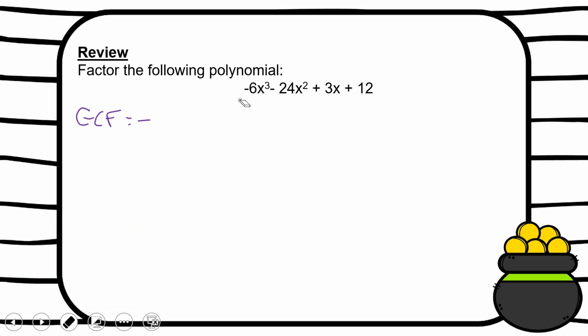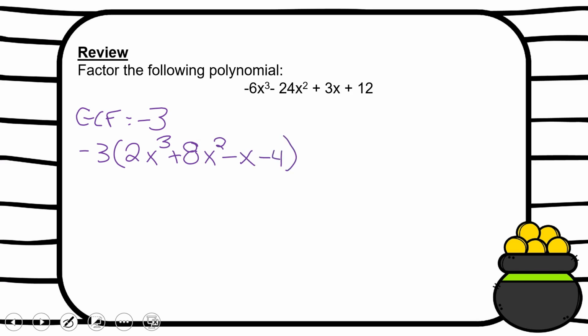And then what are all of these divisible by? Well, that would be 3. So the first thing we're going to do is factor out the negative 3 from each term. So divide each term by negative 3. Really watch for sign changes. And that gets us to here. Now, the negative 3 is just going to tag along this whole time. But inside these parentheses, I have a 4-term polynomial, so I need to factor by grouping.